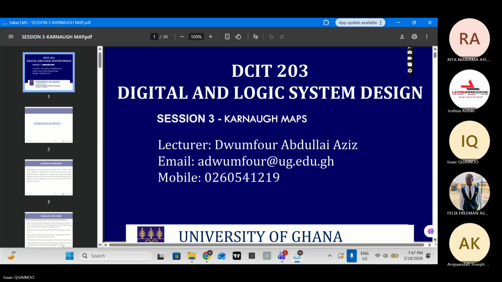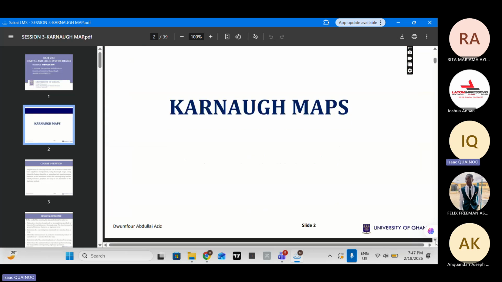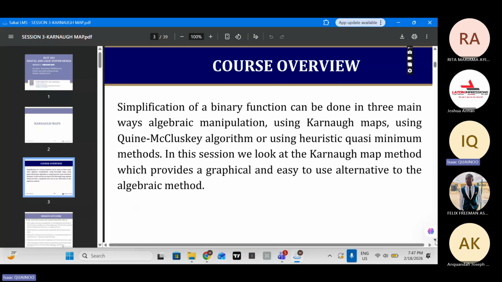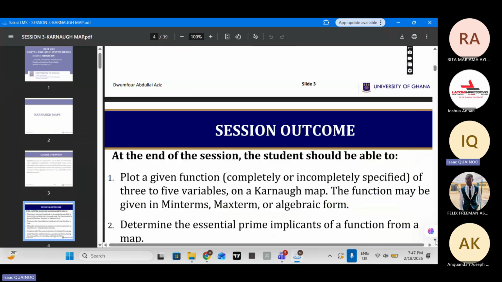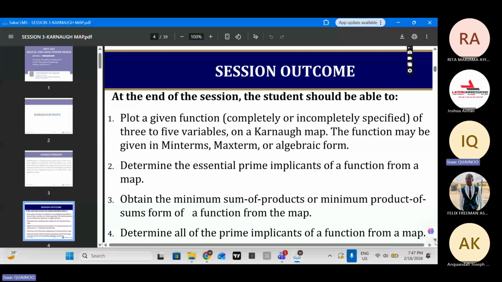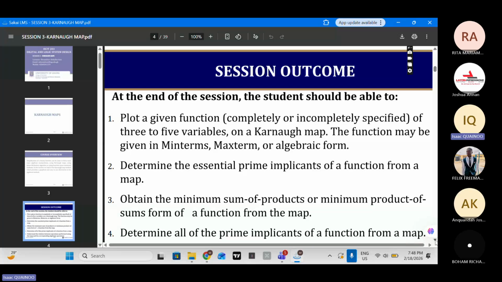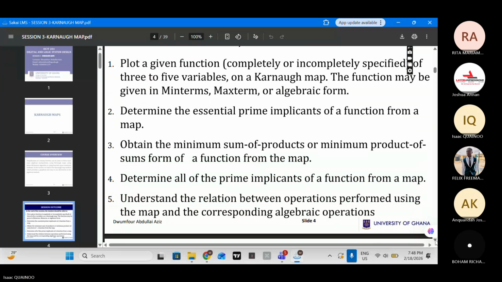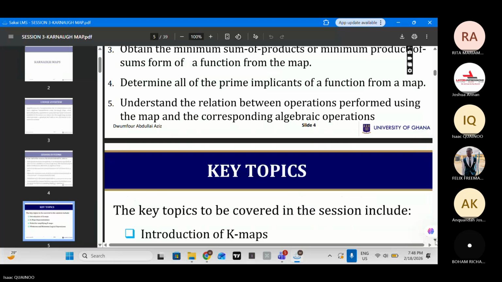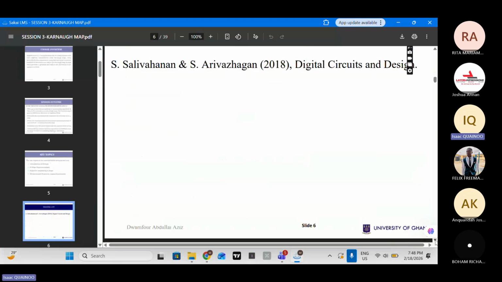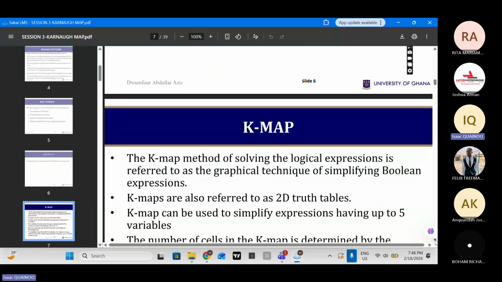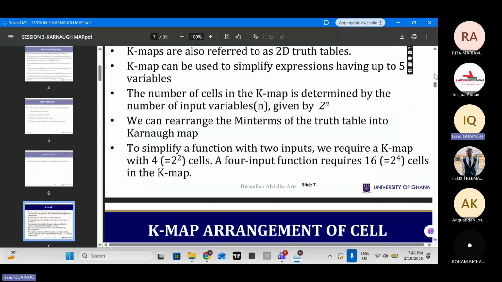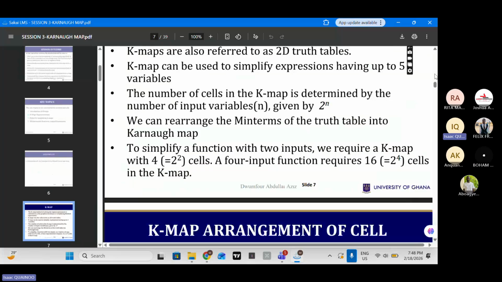Okay, so now let's look at K-maps. We'll brush through the slides very fast, highlight the rules, and then look at practical problems under K-maps and how to approach or solve them. So we said that when given a Boolean expression, you can use K-maps to perform our simplification.